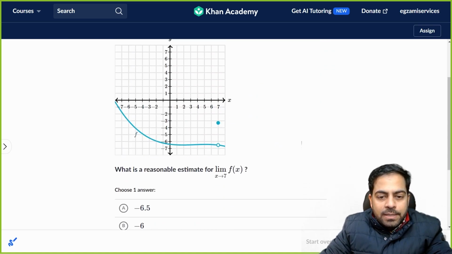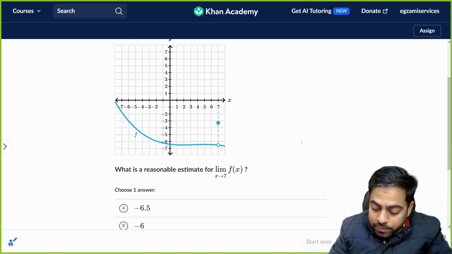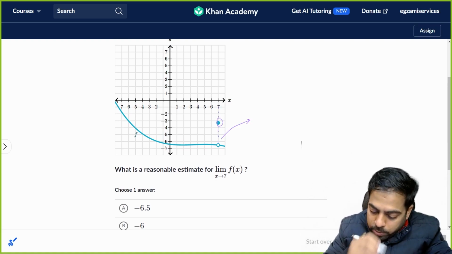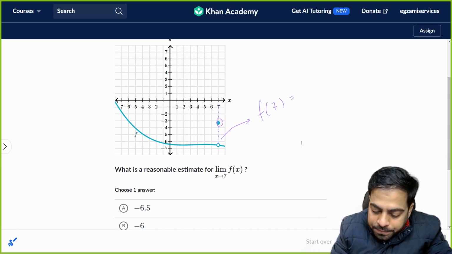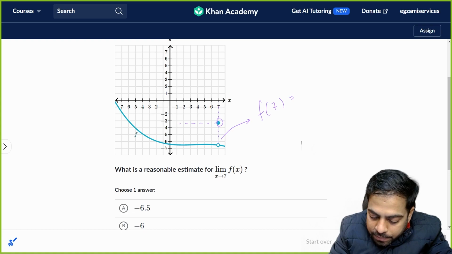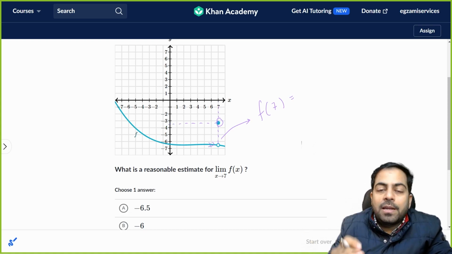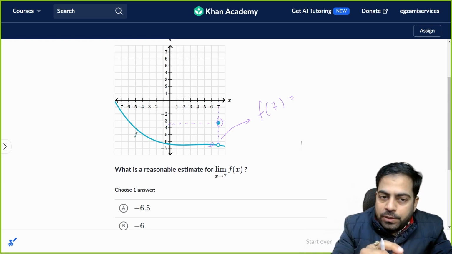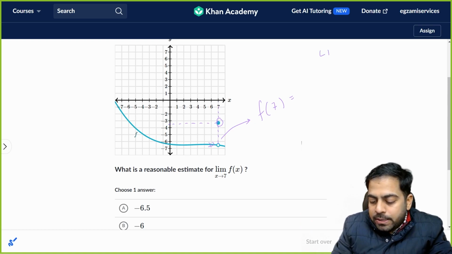Again, next, what is the reasonable estimate for the limit as x goes to 7? Now look at this. At 7, the graph is not continuous. But this is the function's value. So the function's value at 7 is somewhere between -3 and -4, right? But remember this line, very important. The value of the function has got no role in finding the limit. The limit exists when LHL is equal to RHL, that's it.